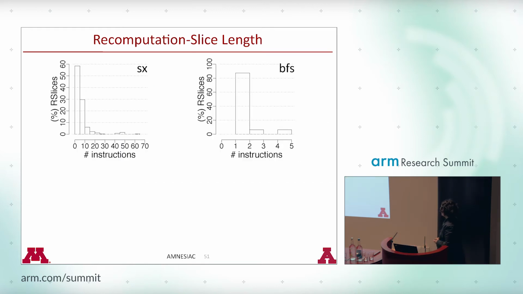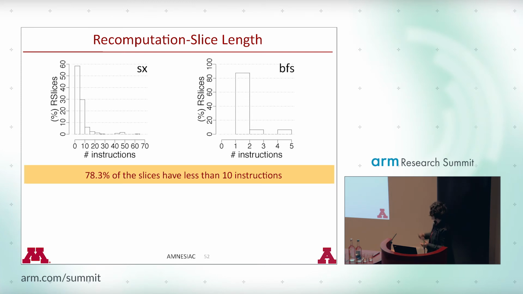Let us next take a look at the length of recomputing slices. Here we have two histograms. On the x-axis, we have the number of instructions a recomputing slice features, and on the y-axis, the share among the total number of recomputing slices within an application that features a specific number of instructions. Here we have two histograms just to show the two extremes. BFS is the application which featured the shortest recomputing slices and SX the longest.